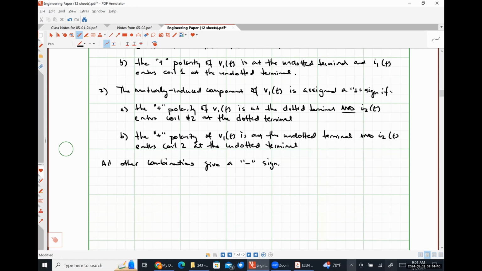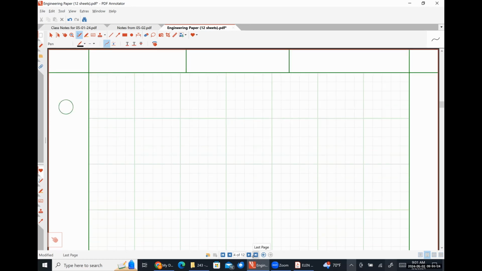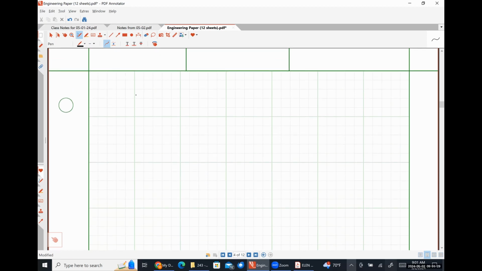So let's put this into practice by looking at your in-class assignment. Okay. So we have the following circuit for problem 1. Where we have a voltage of 10 angle 0 degrees volts. Here's a 4 ohm resistor. J3 ohm coil, dot on the right hand side. J4 ohm coil, dot on top. And these two coils have a mutual inductance of J1 ohms.